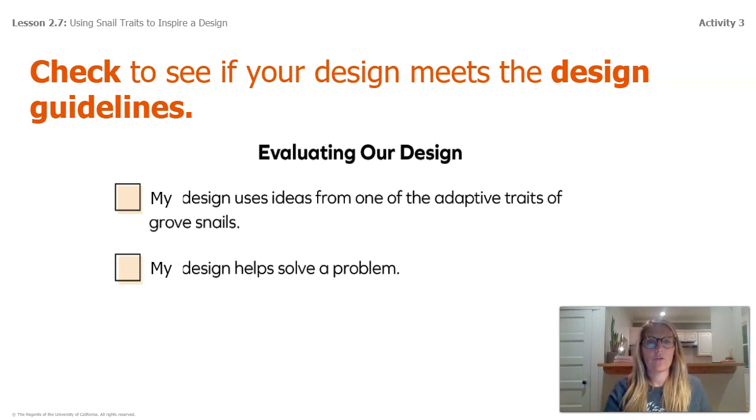Does your design use ideas from one of the grove snail's adaptive traits? So does it have to do with blending in, or does it have to do with strength or how thick or strong something is? And the second one for evaluating our design, does your design help solve a problem? If not, that's okay. You can pause here and change your design so that it meets the guidelines.